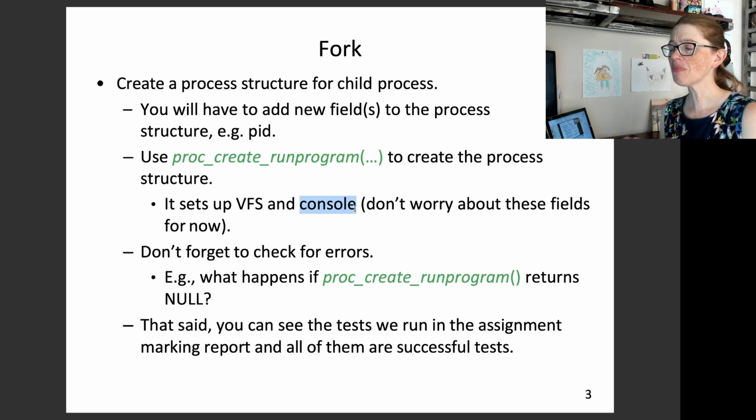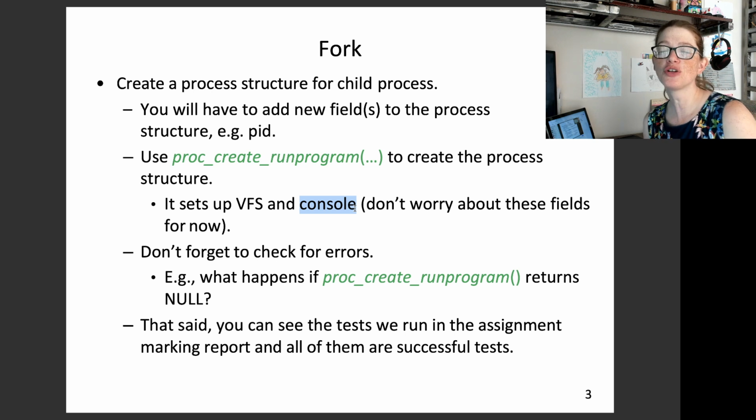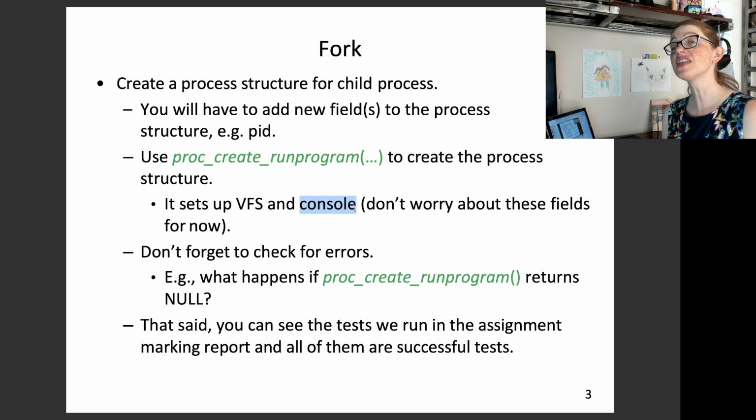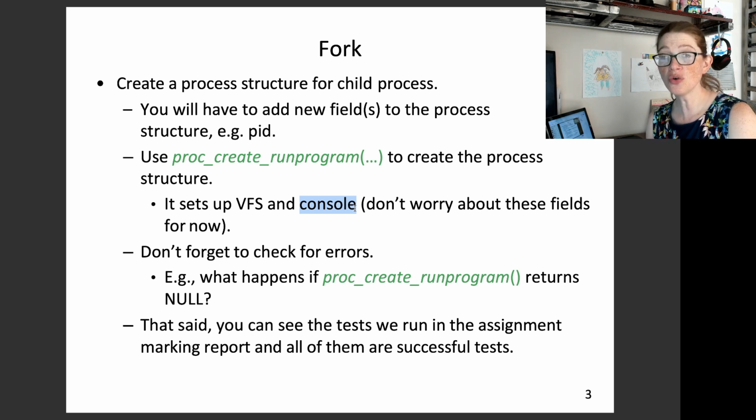All right. One last thing about proc_create_runprogram is that it can actually fail. And if it fails, it will return null. Now, why might proc_create_runprogram fail? Well, probably one of the biggest reasons is that when it tried to allocate memory for the new process, there wasn't enough memory available to it. So you need to detect that proc_create_runprogram has returned null, and then you are going to need to return from the system call an appropriate error code that indicates that you failed to execute the fork.